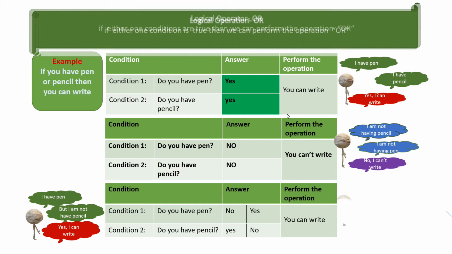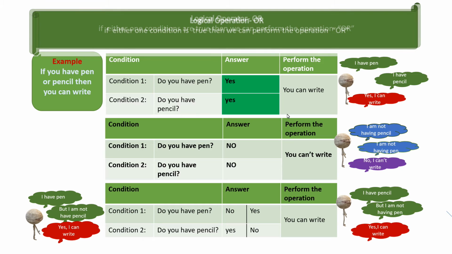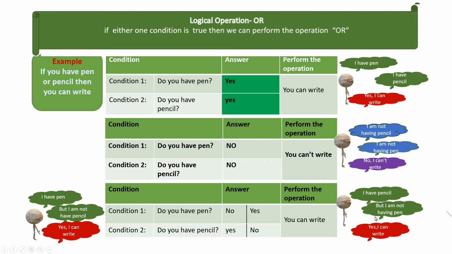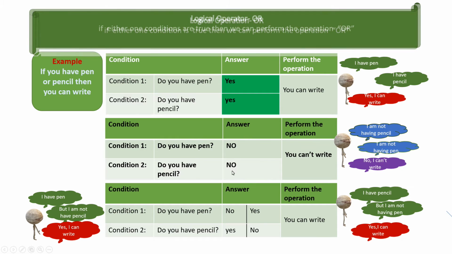Then the fourth person, he has pencil but he does not have pen. This person also can write. Here either one condition is true, then that person can perform the operation. So only in the situation where both the conditions are false, the person can't perform the operation. In all other situations we can do the operation in OR.